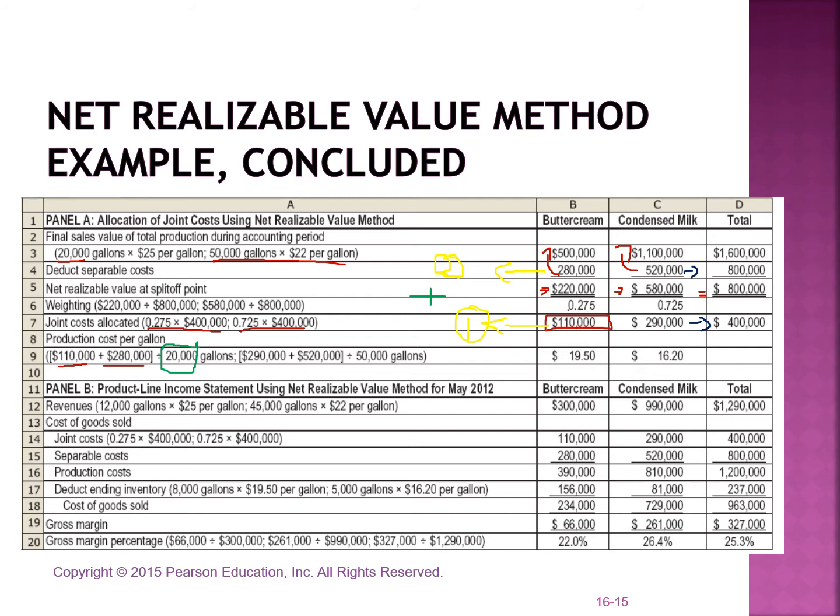I will go right away to do the partial income statement, starting by revenue, and again the fourth time whenever we are doing the income statement, I'm going only to include the unit sold. So I multiplied the 12,000 by 25 and the 45,000 by 22, which is 300, 990, 1,290. The cost of goods sold, I have a joint cost that I already calculated here, the 100,000, 110,000, and the 290,000. And I have separable cost, which is 280, and also this is here.